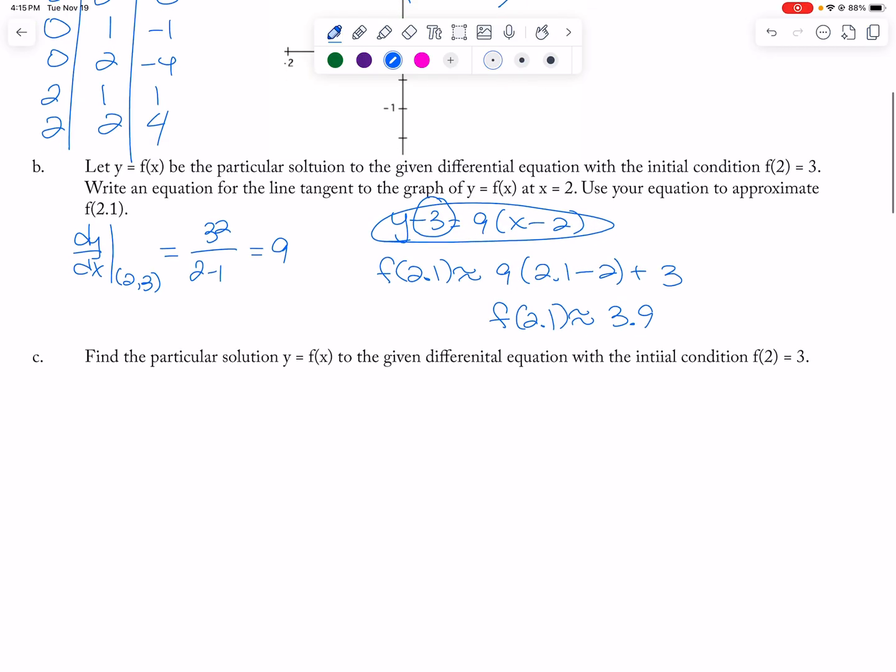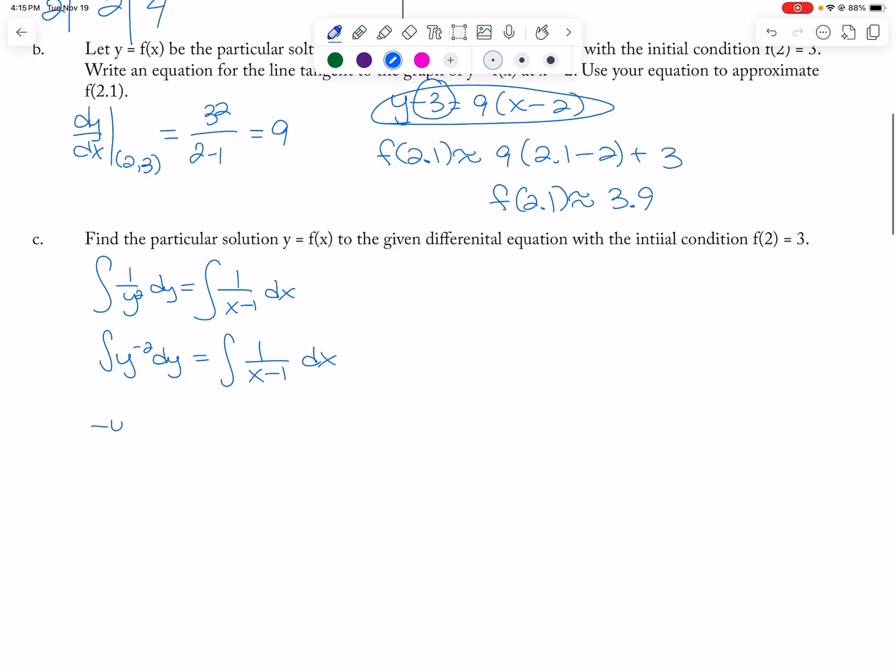I want to find the particular solution, so I separate my variables first. So 1 over y squared dy is equal to 1 over x minus 1 dx. I take the integral of both sides. So remember that this is y to the negative second power dy. So I take the antiderivative: negative y to the negative first power is equal to ln absolute value of x minus 1 plus c. So negative 1 over y is equal to the ln absolute value of x minus 1 plus c.